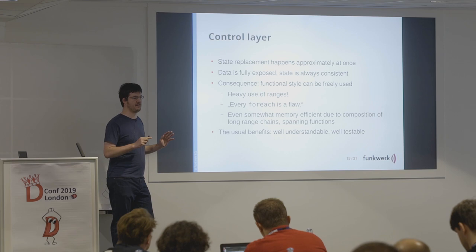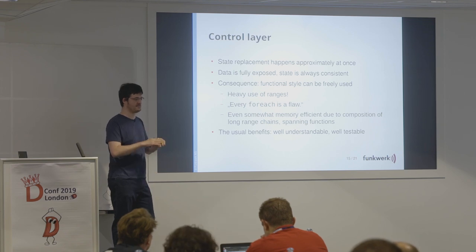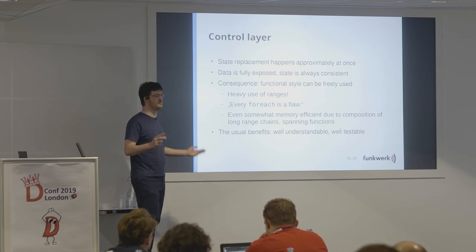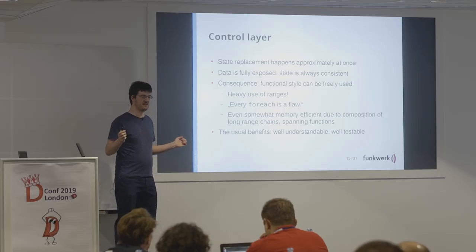Our designer once said, I think every foreach is a bug, and he reviews with that in mind. If you're writing a loop, he slaps you on the hand. He's like, why are you using a loop? Use an each, use a map. It's actually really good because you're avoiding a lot of possible bugs that way.